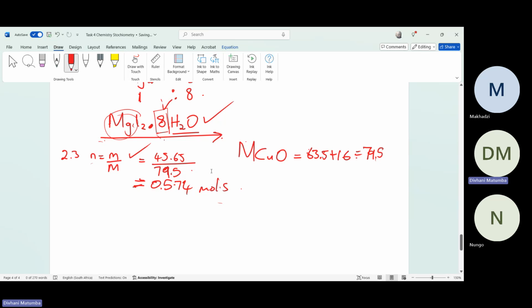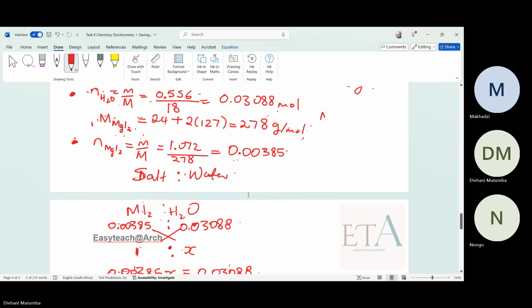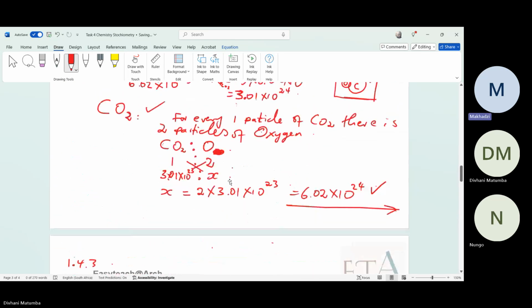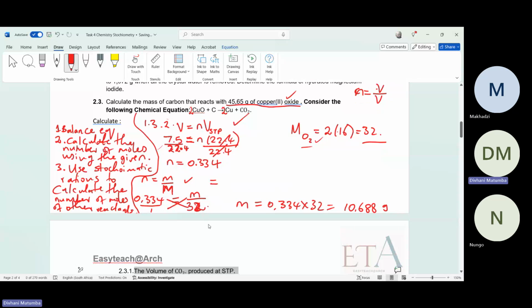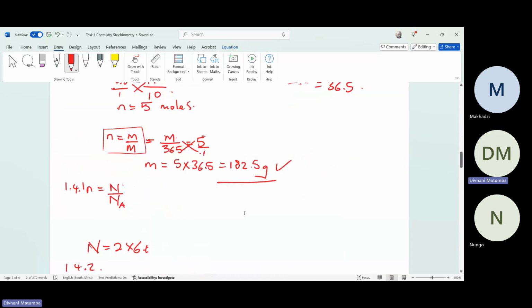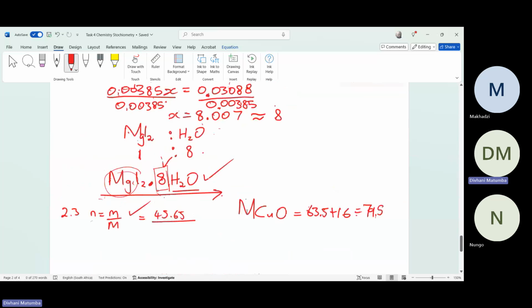Okay, let's continue from here. Step number 2. We have found the number of moles. Now we are going to step number 3: use stoichiometric ratios to calculate the number of moles of other reactants and products. To do so, you have to go back to your balanced equation. I'm going to write it down properly.